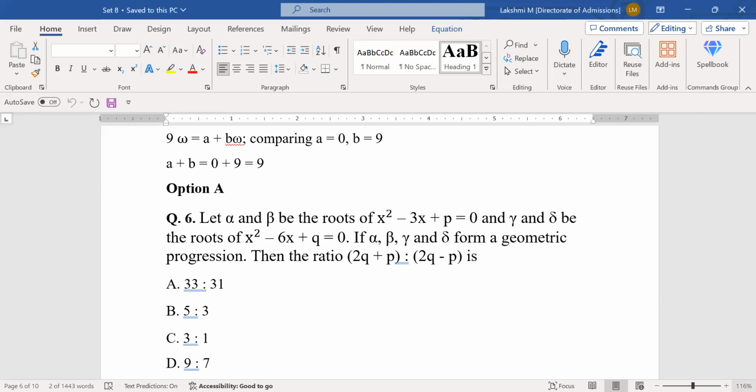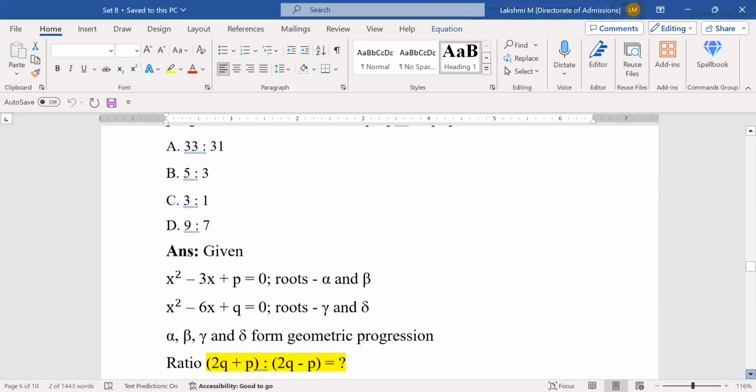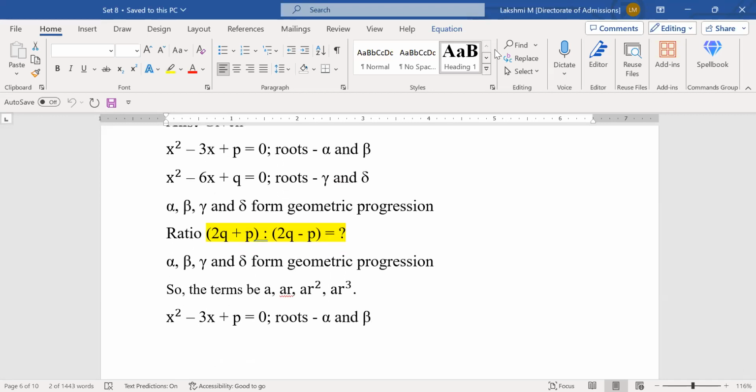So yes, I think we'll discuss the question. A very simple question, but these types of questions also come. Now, what is given? This is one equation, roots are alpha and beta. This is another equation, gamma and delta. Now they have given me that these are in geometric progression. I need to find out this thing.